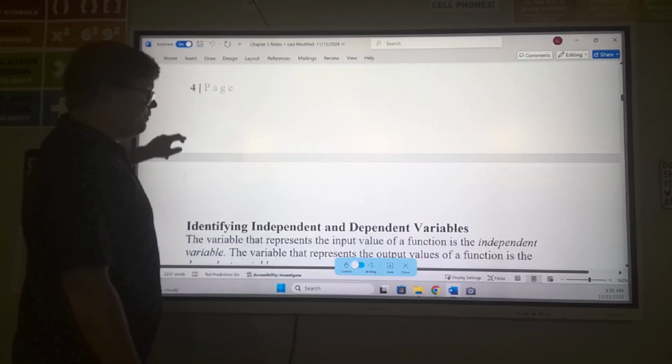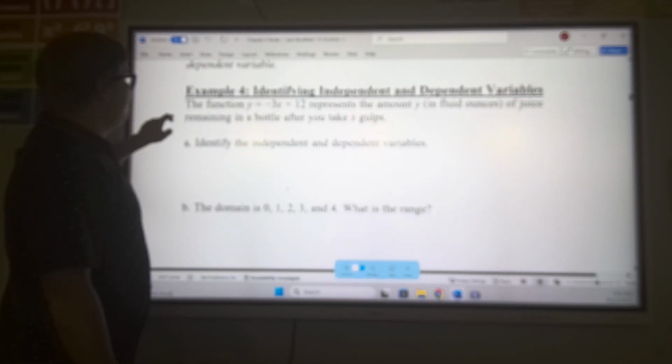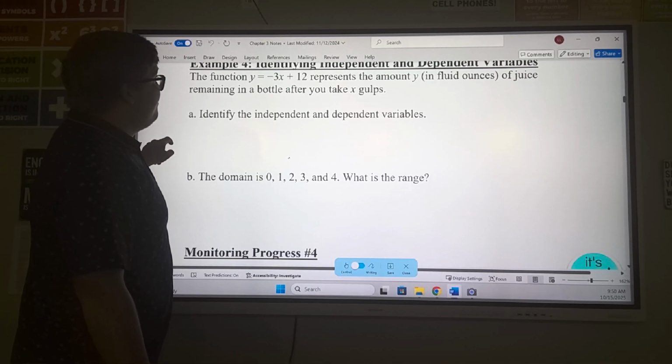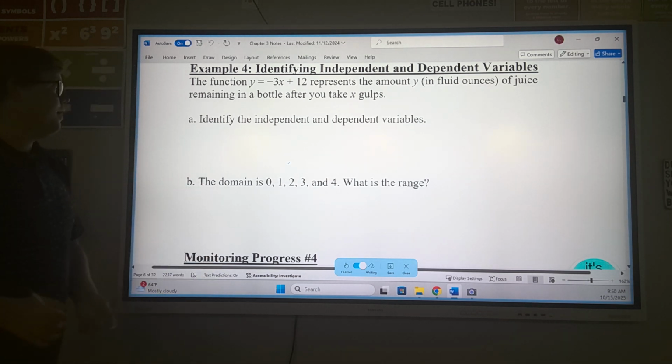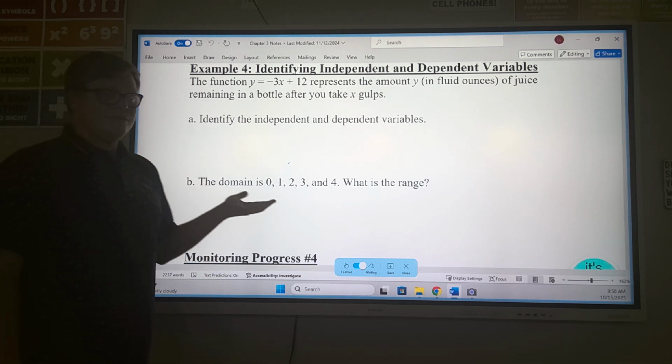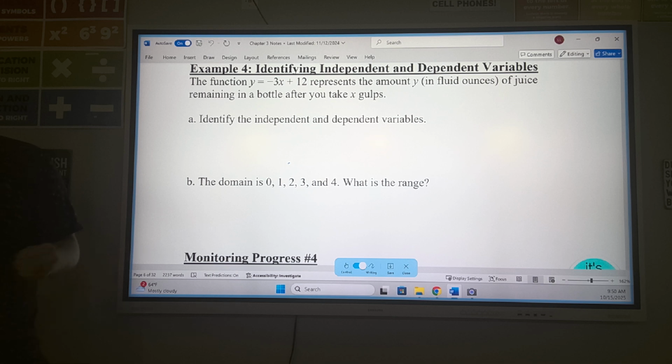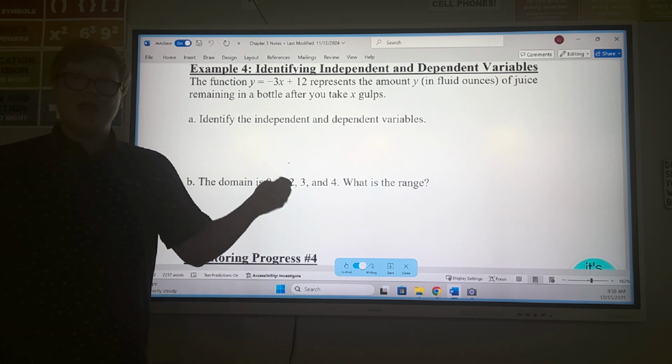Okay, let's move on. We are identifying independent, dependent variables. This you should have already learned in science, but we'll go over it one more time. Independent variables are variables that you can choose. You can choose to change them, right? And dependent variables depend on that independent variable.